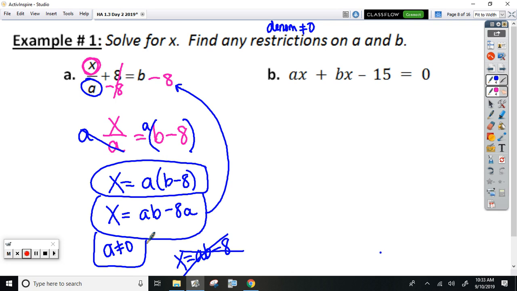Okay, and example B. Solve for x. Uh-oh. We have 2 of them. So let's get those terms by themselves. Let's add our 15 over.